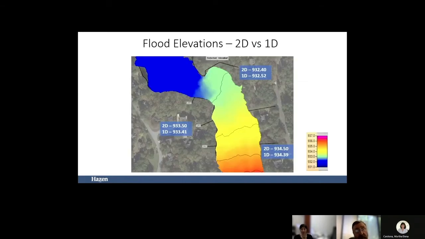So now we start comparing the two-dimensional model with the one-dimensional model. And you can see here at FEMA cross-sections, we're about 1/10 of a foot different. And that's incredibly close when we're talking about a model calibration and comparison between the two models. So we're very happy about differences that we're getting between the two modeling approaches in water surface elevations.